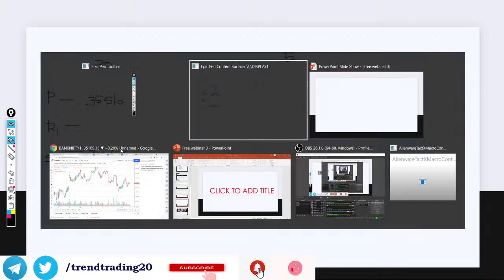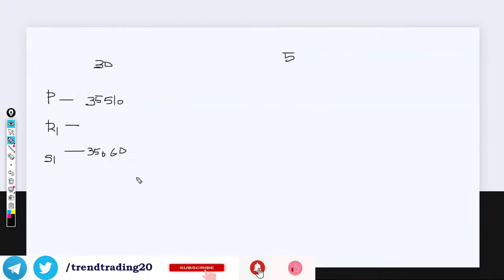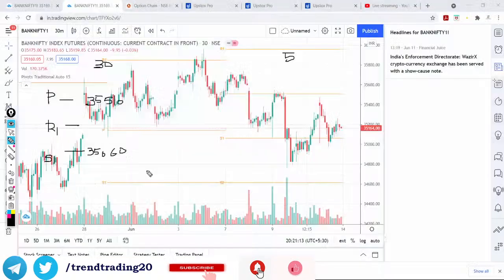Now going back quickly, I will write everything down first here, and then I will come back to this plain whiteboard. What is the R1 here? R1 is around 35,960. Just give me a minute. I'm just overlapping in the chart. I'm going back to the plain whiteboard.